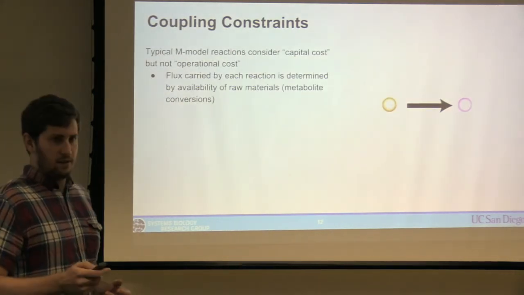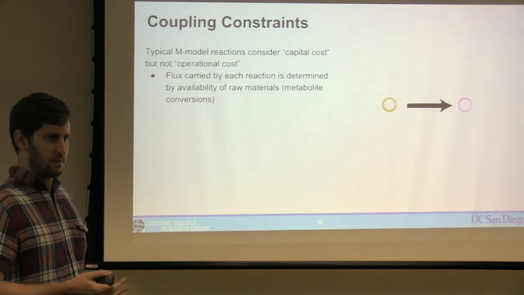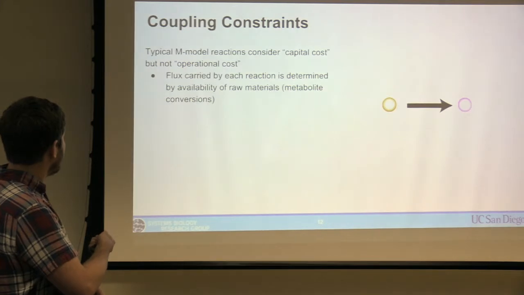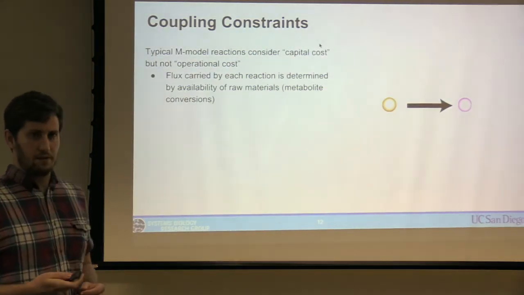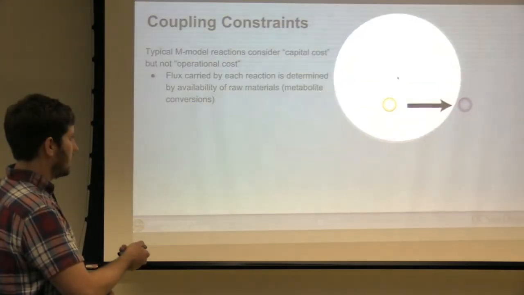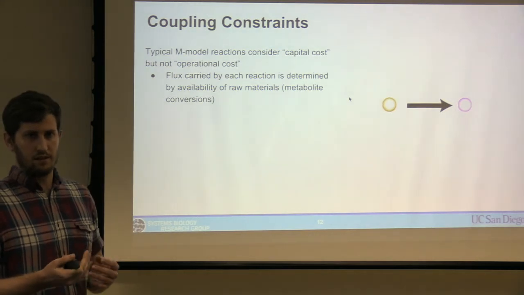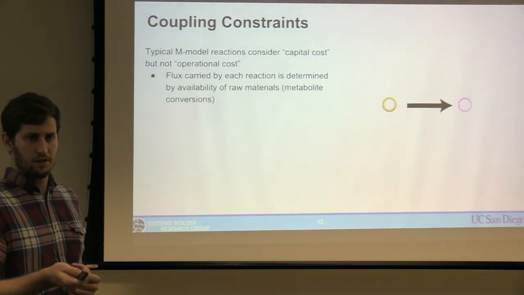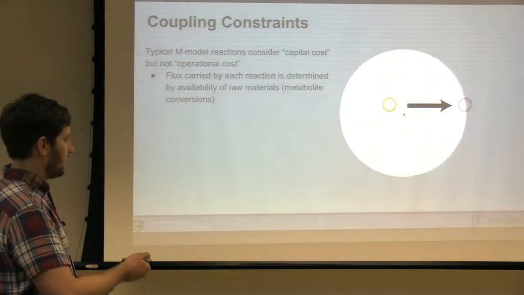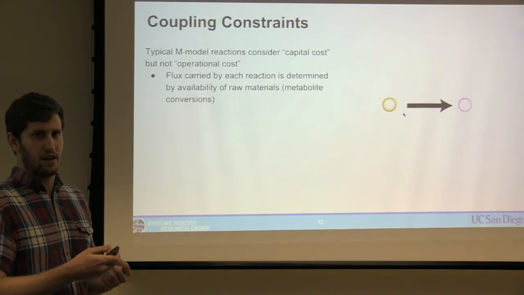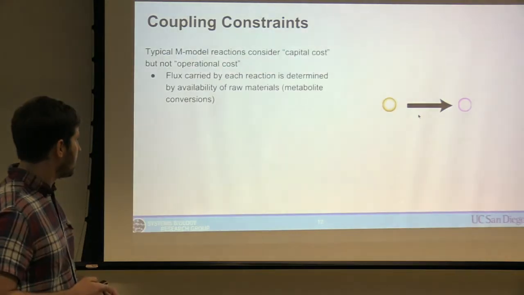So, using an economics-type analogy, a typical M-model reaction considers the capital cost of running the reaction, but not the operational costs. For each reaction that's happening, you have a sense of the cost of that reaction based on the availability, or the flux available, of the metabolites involved in the reaction. But you don't really have any indication of the cost of actually operating that reaction, so the cost of making the machinery required to make this reaction run.